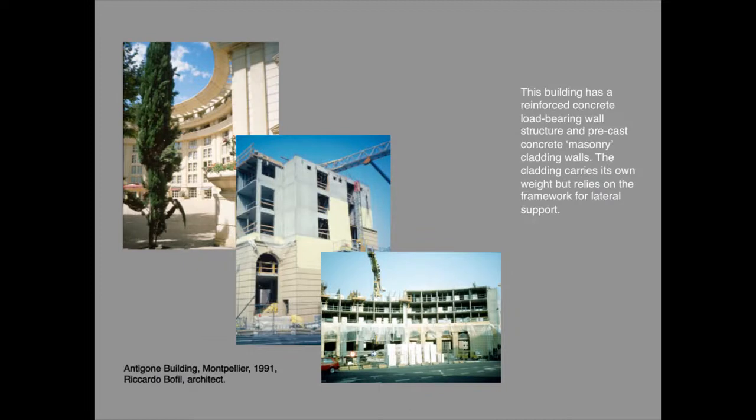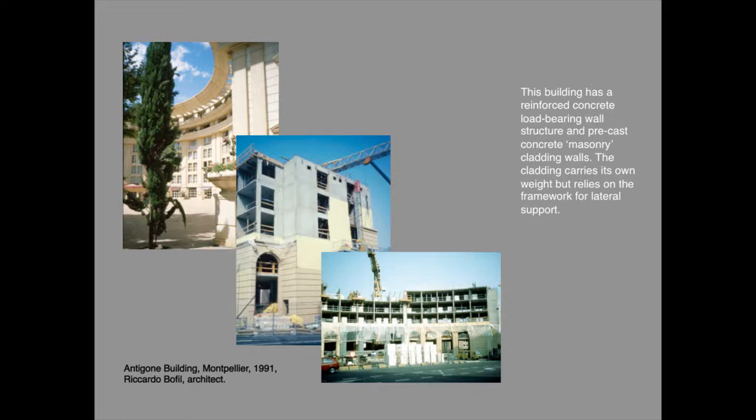In this building, the Antigone building in Montpellier by Ricardo Bofill, there is a reinforced concrete structural armature, which is a load-bearing wall structure rather than a skeleton framework. This is a multicellular building in which the internal walls have dual structural and space-dividing functions. The external cladding walls support their own weight, but depend on the reinforced concrete armature for lateral support. They therefore have a dual structural and enclosing function.